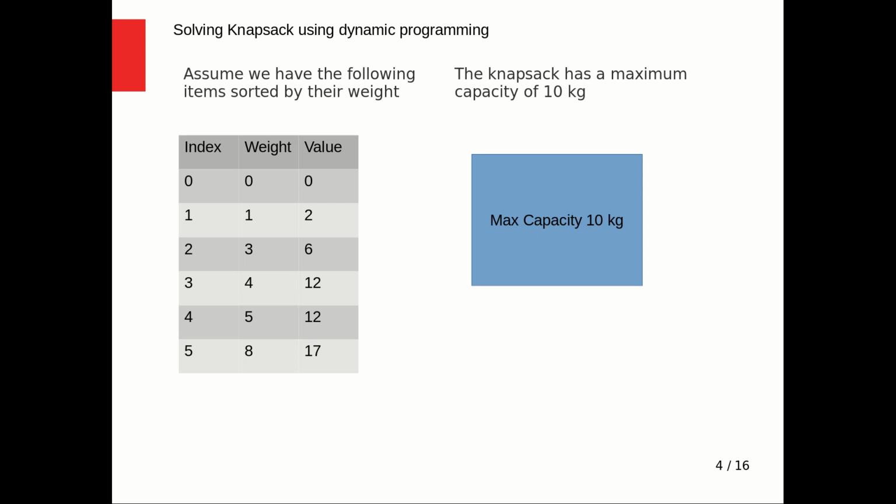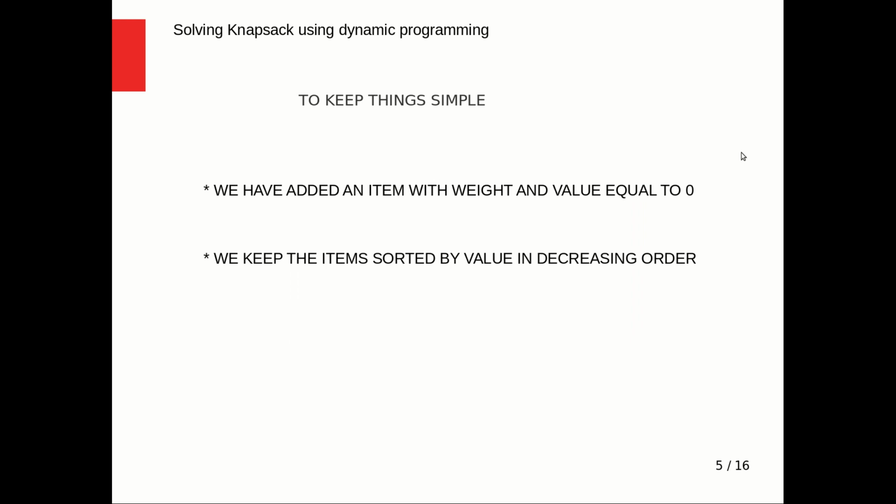And we also are given a knapsack that has a maximum capacity of 10 kilograms. So we have these 5 items that we want to fit in a bag of capacity 10. Let's see. Again, I repeat that we added one item with weight and value equal to 0, which doesn't change our solution at all, but it makes the implementation a bit easier.